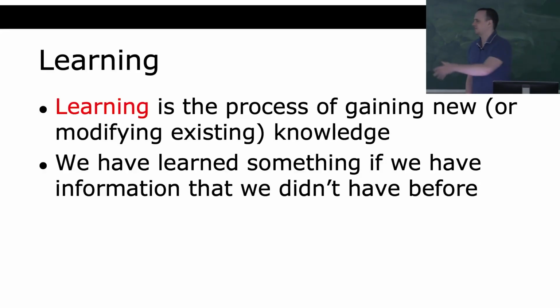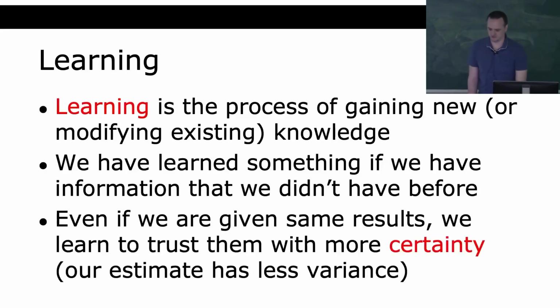So we've learned something if we have information that we didn't have before, right? If I step outside and there's a car parked outside or something like that, then I didn't know there was a car parked there, and now I have that knowledge, etc. But the cool thing about learning is that even if you are given the exact same results, you're still learning. And what you're learning is that you're learning to trust those results with more certainty, okay? So our estimate is going to have less variance.